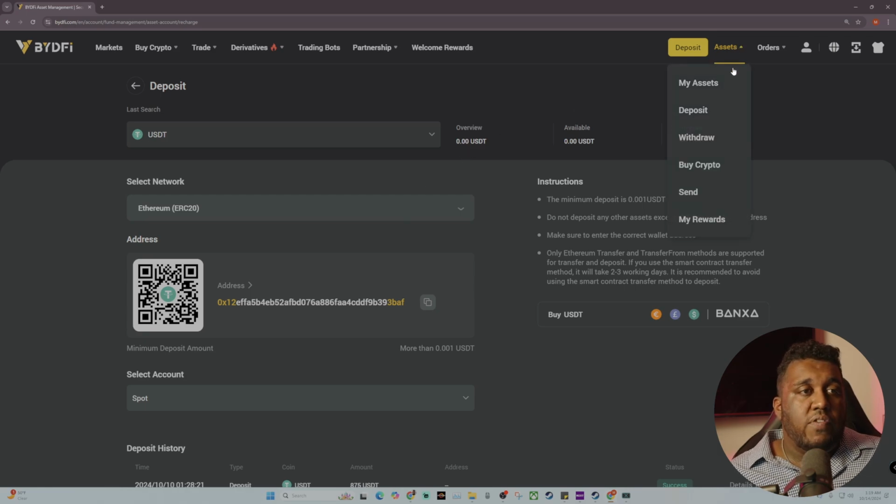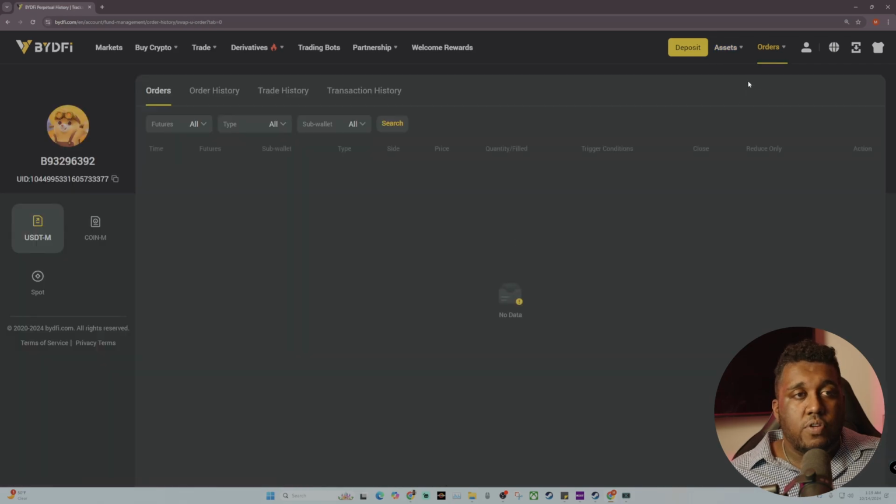Everybody knows what's going on, and just put some money there, and you can start trading. Afterwards, if you want to withdraw, buy more crypto, send your crypto, have rewards and stuff like that, or see your rewards, all of that is right here as well. Same with your orders. If you want to look at all the old orders that you've done, all the new orders you've done, all of this stuff will be right here. That way you can go back a little bit and say, hey, how did I do here? Or I lost some money here. What happened? And you can use the information to become a much better trader.